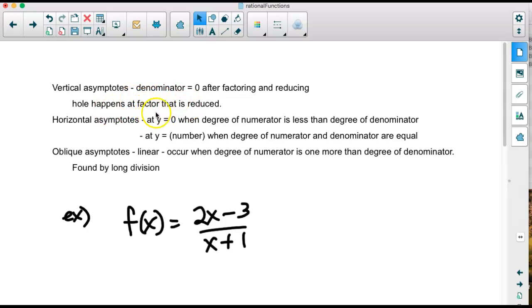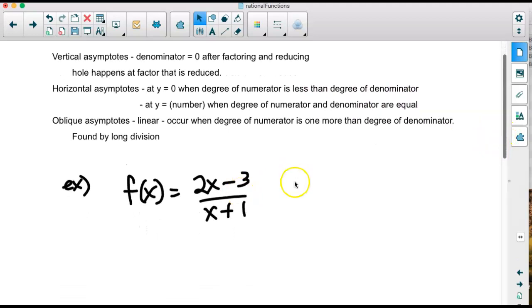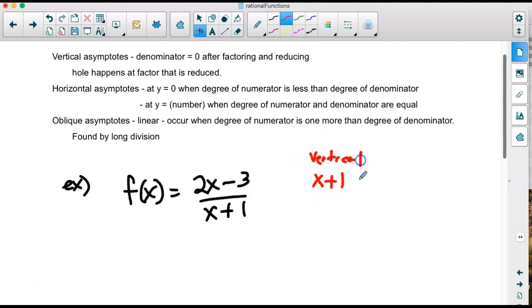All right, so let's go through and just do vertical asymptotes in this, and then we'll come back and do horizontal. So vertical, this one's factored already. So if we look at this one specifically, we would look at our denominator, x plus 1. So this is vertical. We want to know when it's 0, so x equals -1. We're going to say that's our vertical asymptote on this problem.